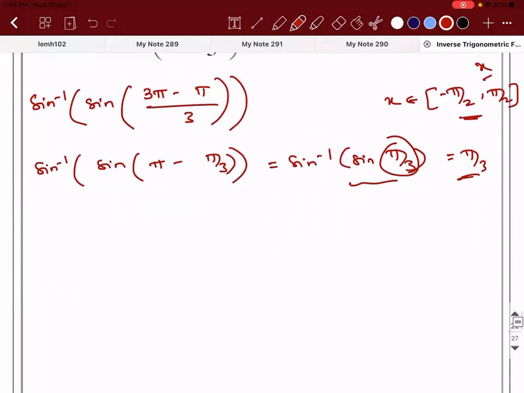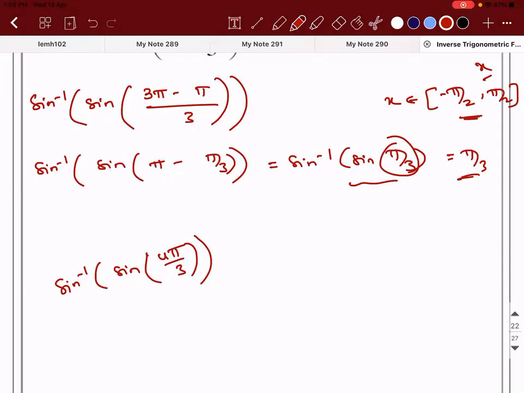Sriyam, can I twist this question and ask you? Solve it. Sine inverse of sine 4 pi by 3. You think it is 4 pi by 3, but 4 pi by 3 does not belong to minus pi by 2 to pi by 2. So 4 you can write it in terms of 3 as 3 pi plus pi by 3. So what will you get? Pi plus pi by 3, and what you told is right. So you get sine inverse of sine of minus pi by 3.